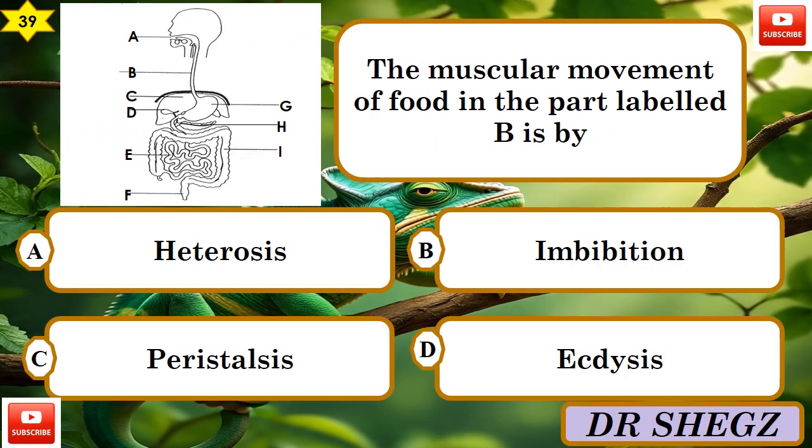We still have more questions on this digestive system. The muscular movement of food in the part labeled B. This is the part labeled B, that's the esophagus. So the muscular movement of food in this part is by peristalsis.